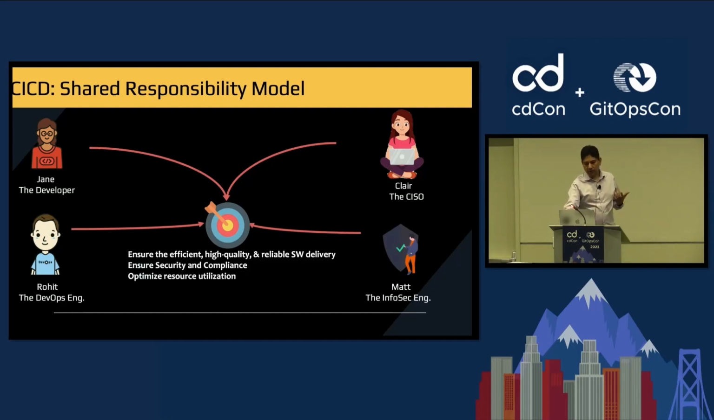But one thing is common across these: the common goals. Whatever the type of pipeline is, they share the common goals, like ensuring efficient, high quality and error-free software delivery, ensuring security and compliance, and optimizing resource utilization. So no matter what, you will have these common goals.